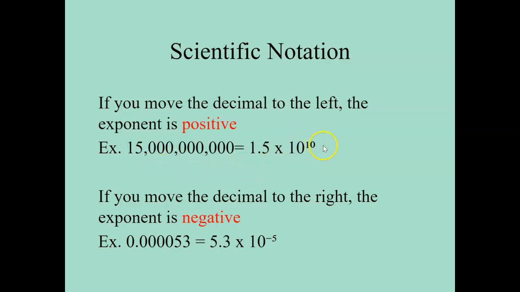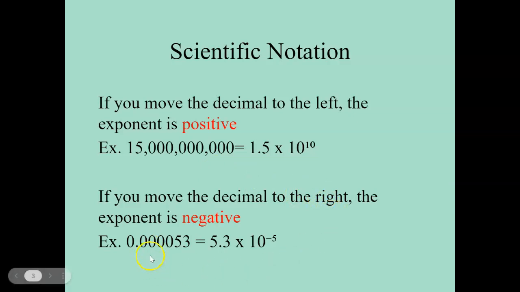And then for your exponents, you're basically just counting the number of places you had to move that decimal. So here with this big positive number, our decimal is assumed to be right here. To put our decimal between the 1 and the 5, we would have to move it 1, 2, 3, 4, 5, 6, 7, 8, 9, 10 places, okay? And that is where that 10 comes from. So 1.5 times 10 to the 10th power is our scientific notation. If the exponent is positive, that means it's a larger number. So we moved it to the left, it's a positive exponent. If we move it to the right, it's negative.